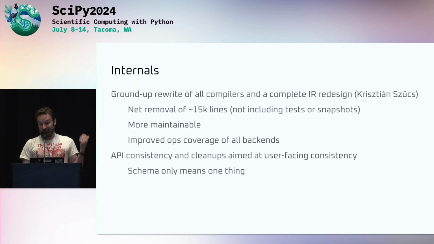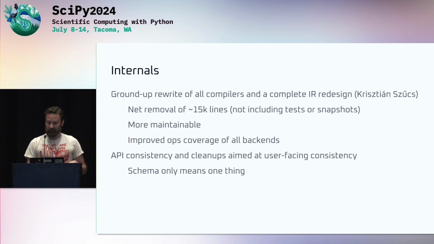Big updates, we did a ground-up rewrite of all the compilers and a complete IR redesign. This is the work of a lot of people, but a huge shout out to Christian Schux, who led this. This ended up being a net removal of 15,000 lines, which doesn't include any test snapshots, but gave us more functionality across all the backends.